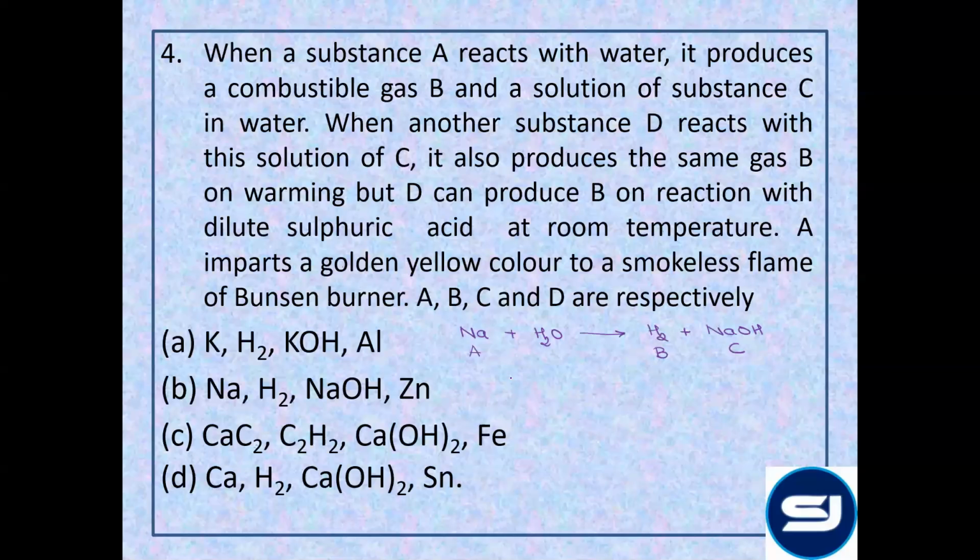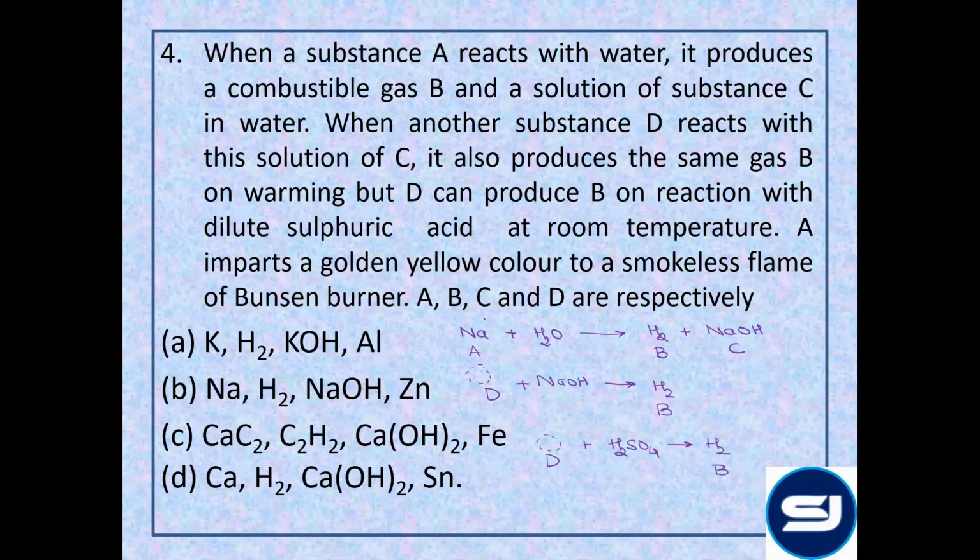Next, when another substance D reacts with the solution of C, D जब C से react कर रहा है, यानी NaOH के साथ, it produces the same gas B on warming. But D, यानी यही substance जिसकी बात कर रहा है, can produce B on reaction with dilute sulfuric acid at room temperature. अब D एक ऐसा substance है जो अल्कली के साथ भी रिएक्ट कर रहा है और एसिड के साथ भी रिएक्ट कर रहा है और दोनों केस में H2 रिलीज कर रहा है.